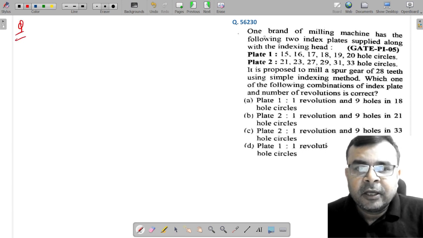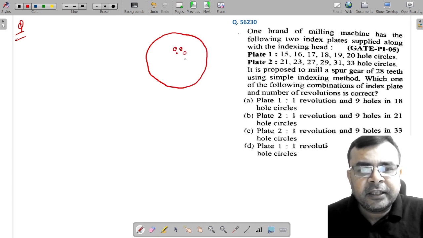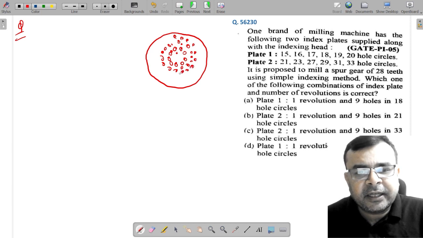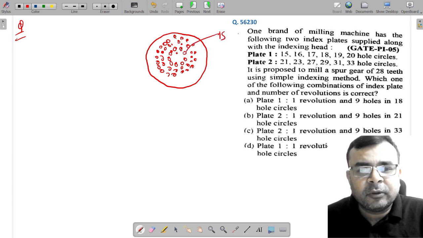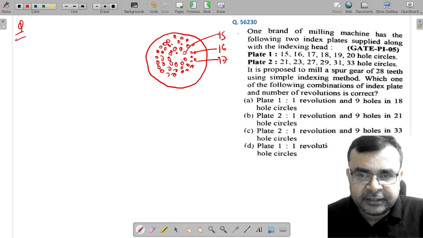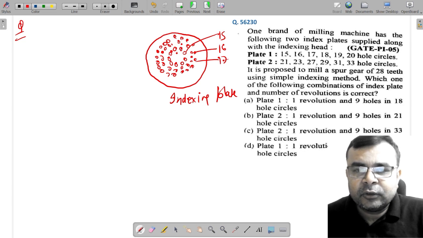Okay, so let's see another question. One brand of milling machine has the following 2 index plates supplied along with the indexing head. Plate 1, in which we have 15 holes, 16. Actually this represents, let's suppose we have a plate. Let's suppose in this inner circle we have 15 holes, and here we have other holes like this. In an indexing plate we have holes like this. In the first circle we have 15 holes, in the next we have 16 holes, in this we have 17 holes, like this. Similarly we have another plate in which the numbers of holes are represented. Is it clear? So this is an indexing plate. These numbers represent the number of holes in a circumference.